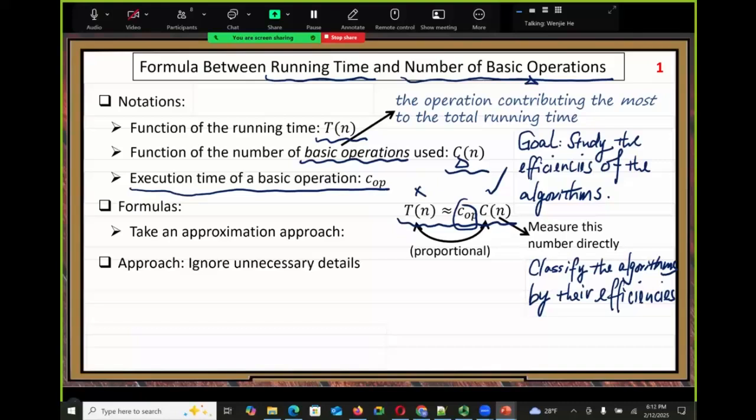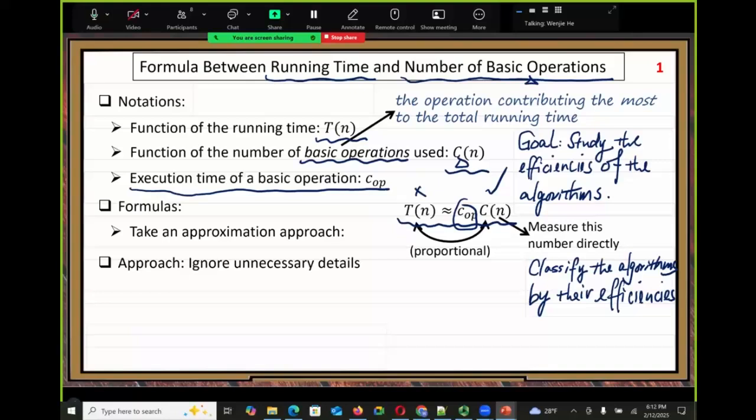Then the categories should be defined based on certain properties of their efficiencies. So this goal or objective is more specific. We can imagine what kind of detailed work we need to do here.